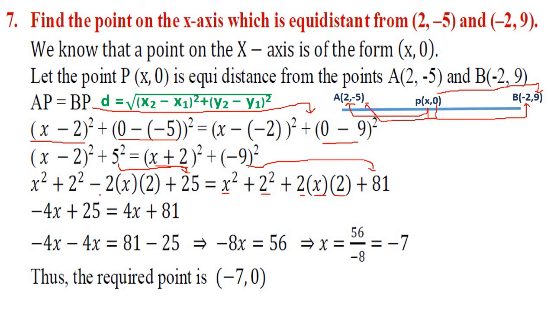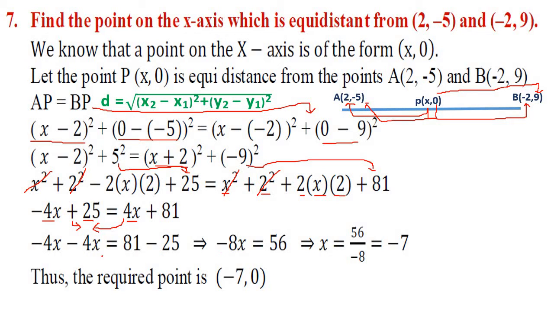Now let us cancel x square and x square, and 2 square and 2 square on both sides. Multiply minus 2 into x into 2, minus 4x. Then 25 is equal to 4x plus 81. Now let us transpose this plus 4x to the LHS, so it becomes minus 4x, which is equal to 81, and transpose plus 25 to the RHS, so it becomes minus 25.